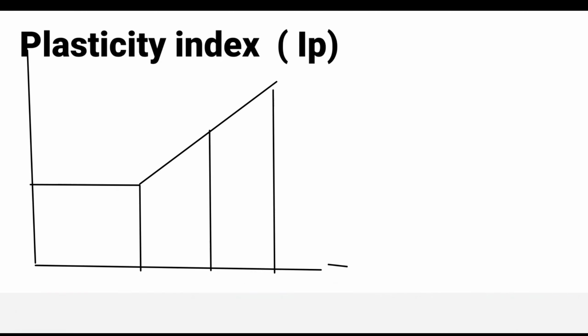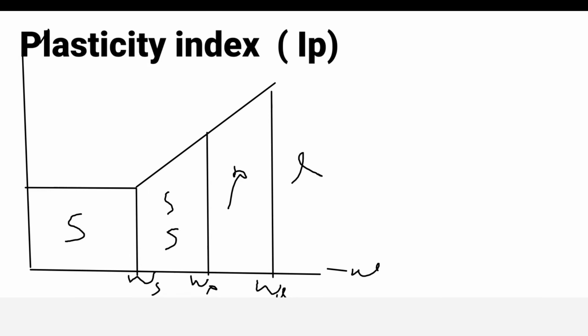So guys, on the x-axis is the water content, and on the y-axis the volume. Here is the solid stage, this is the semi-solid stage, this is the plastic stage, and this is the liquid stage. Here is the liquid limit, here the shrinkage limit, and here the plastic limit. I hope you know and are aware of that. I'm not going to discuss this graph because you already know how to draw it.